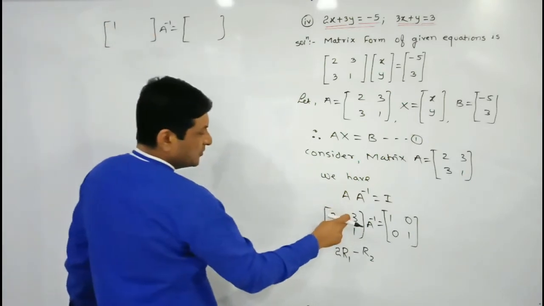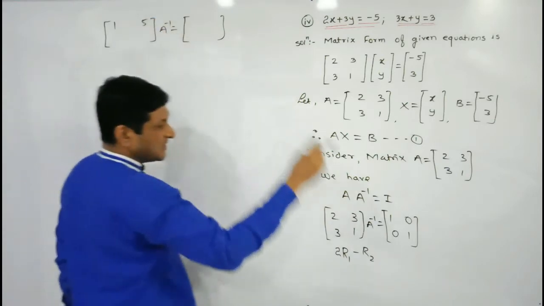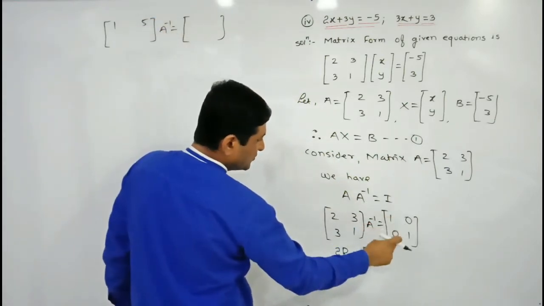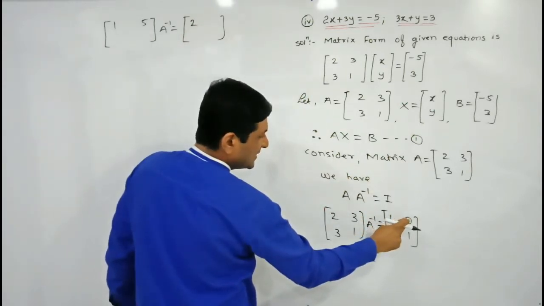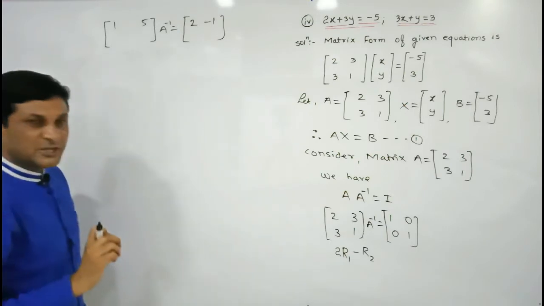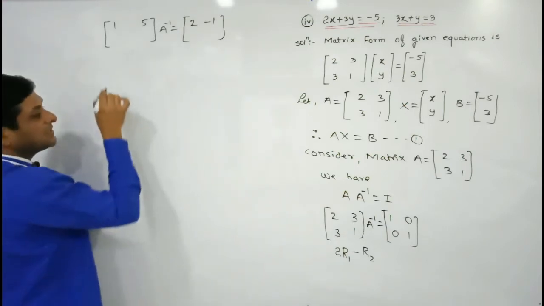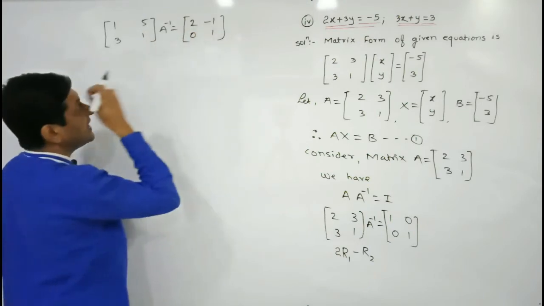Multiply by 2, 2 into 3 is 6, 6 minus 1 will be equal to 5. Multiply by 2, 2 into 1 is 2, 2 minus 0 is 2, and multiply by 2, 2 into 0 is 0, 0 minus 1 is minus 1. In this way we have performed this operation on the elements of R1. Keep the elements of R2 as they are.